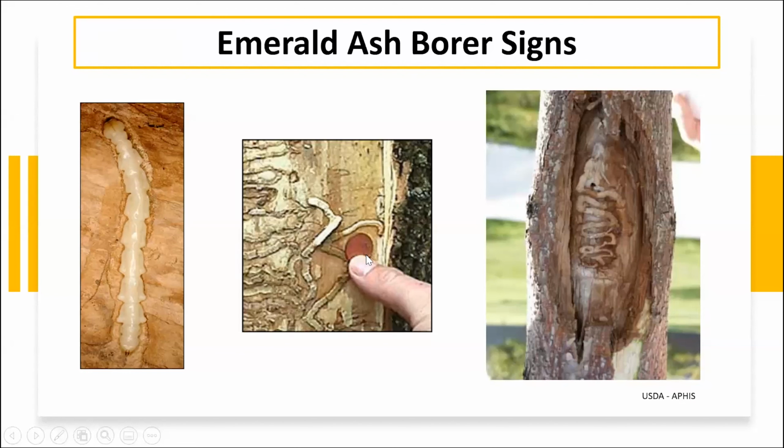And notice the size again, according to the penny. And again, here's another good indicator of when you take the bark off, you can see those S shapes. And then you can actually see the D-shaped hole right here when it actually metamorphosizes from the larva to the adult.